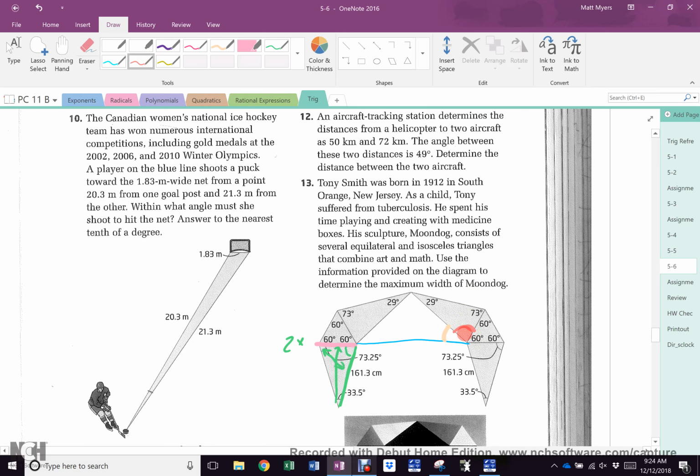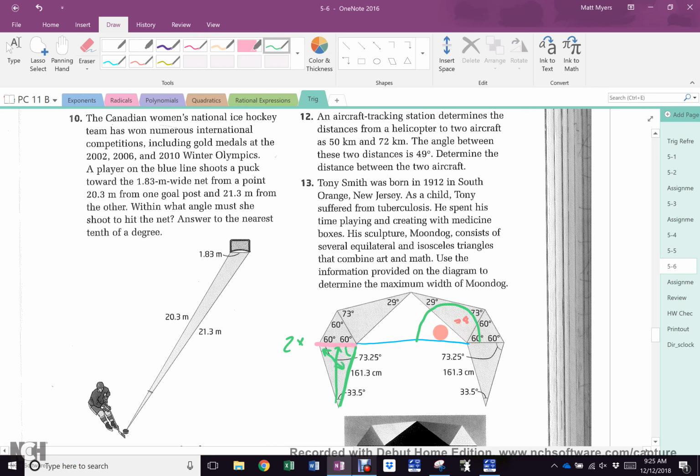180 minus 73 minus 29, right? So it's 180 minus 73 is 107, minus 29 is 78, yeah? Everyone agree? So this is 78, correct? What is this angle? 180. 78 and 60 is 138, right?